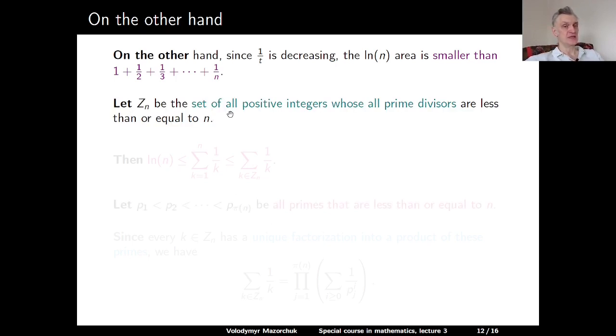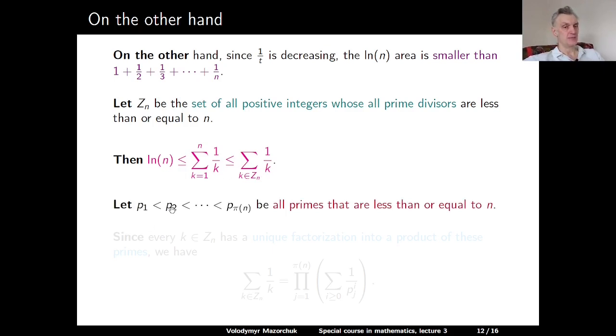Let Zn be the set of all positive integers whose prime divisors are all less than or equal to n. Then the logarithm of n is less than or equal to the sum over k from 1 to n of 1 divided by k. And of course, if we have an integer between 1 and n, then all its prime divisors are less than or equal to n, so we can make this sum greater by summing 1 divided by k over all k in Zn. So Zn contains the integers from 1 to n.